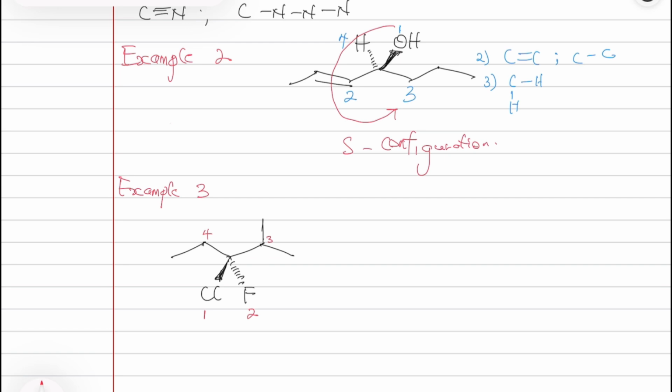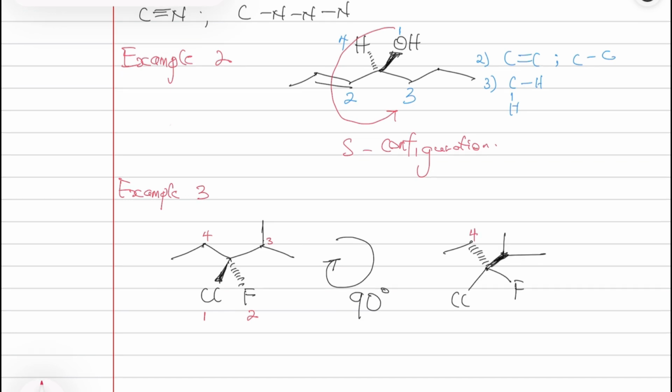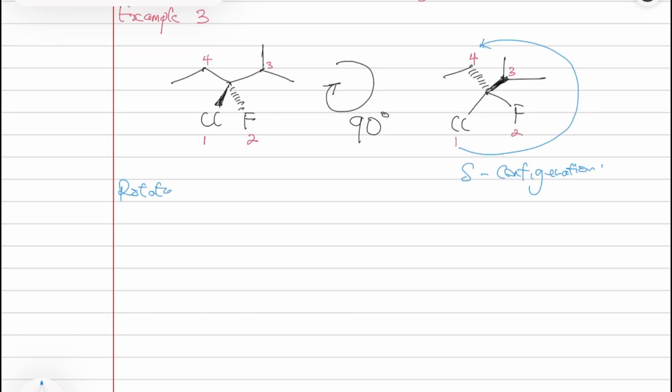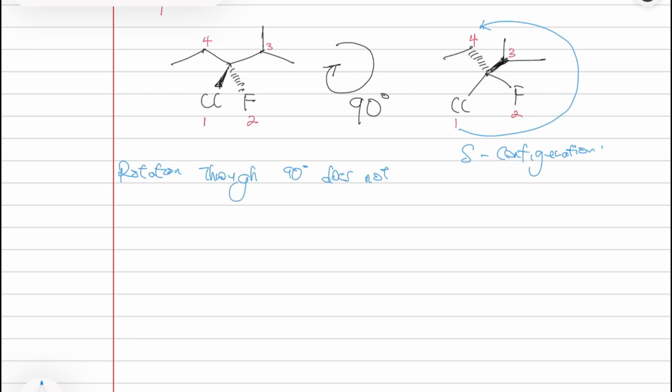If you observe this structure, you will notice that the one with the least priority, which is position 4, is not in dash. Rather, it is in a straight line or straight bond. So we have to rotate this molecule through 90 degrees so that the one with the least priority will be in dash. After the rotation, we have observed that the one with the least priority is now in dash. Then we can now assign our configuration by moving from the one with the highest priority to the one second in priority.